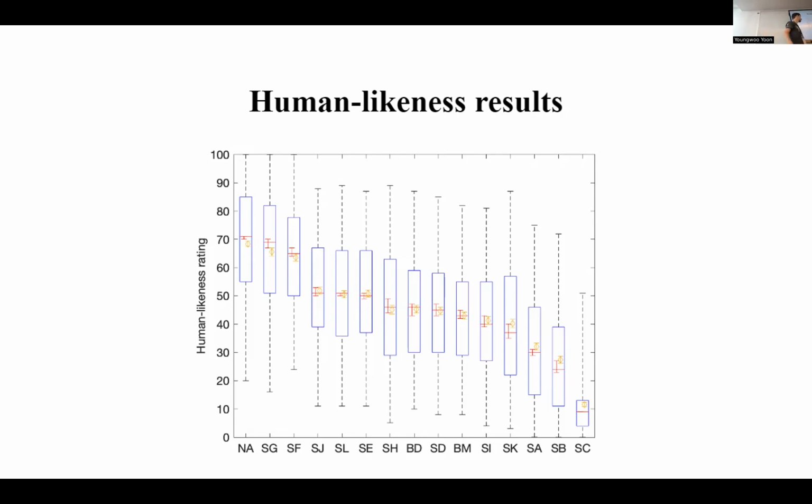And there were 2 challenge submissions, SG and SF, which came fairly close to the ground truth. I would also like to note that there is a fairly broad range of scores here, so we cannot say that naturalness is a solved problem. It is still a challenge, and some teams manage it better than others.